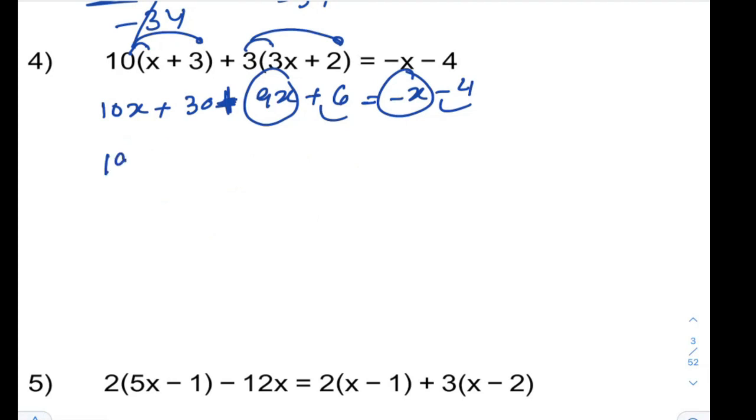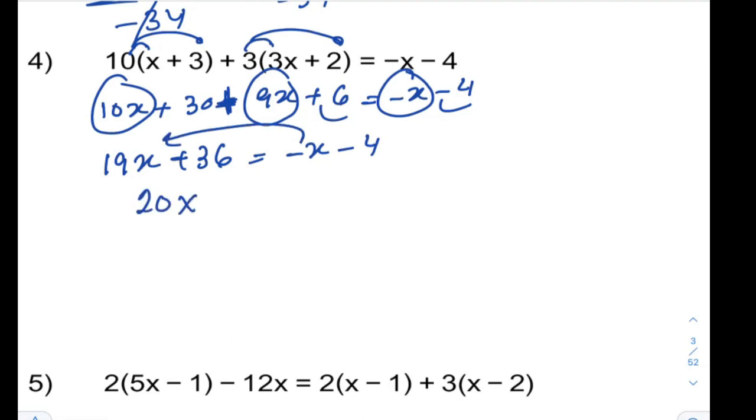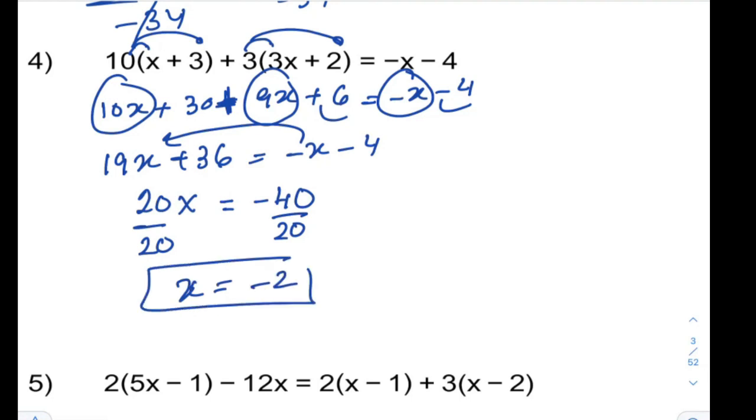So here 19x plus 36 equals minus x minus 4. We are combining these together. So it's 20x when you bring this here equals to negative 40. And x is negative 2. Yes.